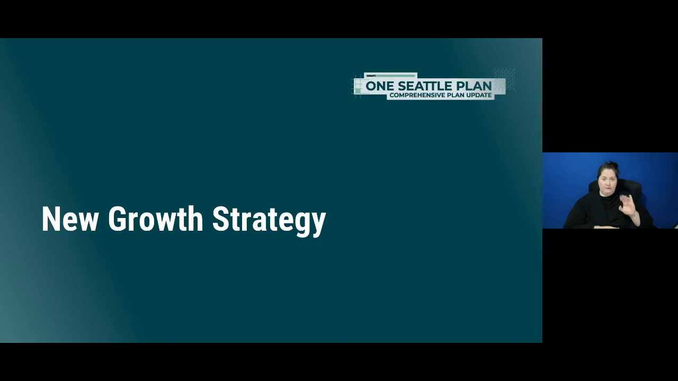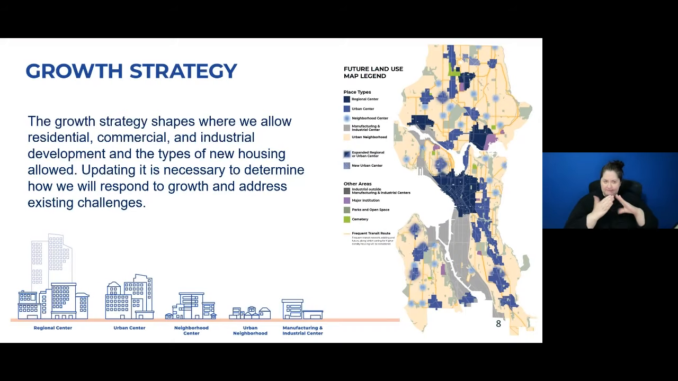Hello, I'm Brennan Staley. I'm a strategic advisor in the Office of Planning and Community Development. And I'm going to talk a little about the growth strategy. So the growth strategy shapes where we will allow residential, commercial, and industrial development over the next 20 years and beyond.